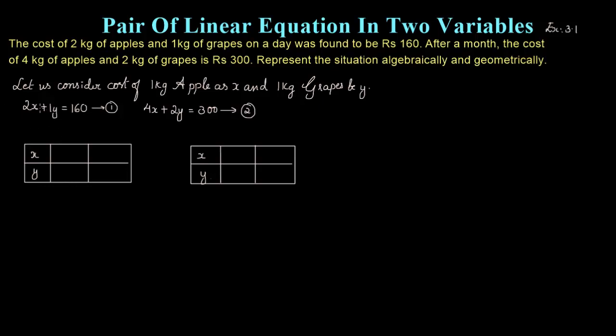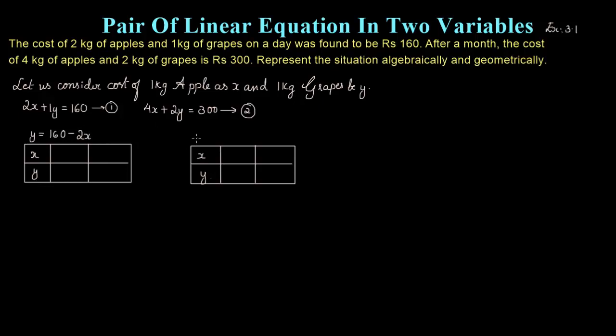So here you can observe both are positive, so you can keep any one of the variables on the left and bring the other variable to the right. So it is 1y, so let me keep this one on the left side. So 1y is nothing but y itself, and 160 minus 2x, because 2x after shifting to your right will become minus 2x, right?